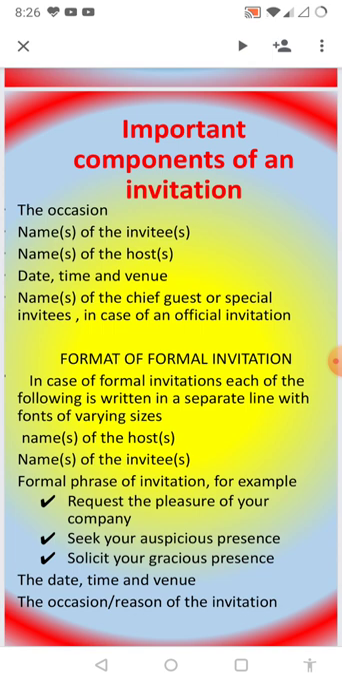Format of formal invitation. In case of a formal invitation, each of the following is written in a separate line with fonts of varying size. First you write the name of the host. In the next line you write the name of the invitees. And formal phrases you can write like request the pleasure of your company, seek your auspicious presence, and solicit your gracious presence. Solicit means to ask for. And then you have to write the date, time, and venue, the occasion, and the reason for the invitation. These are the important things which you have to keep in mind when you write an invitation.